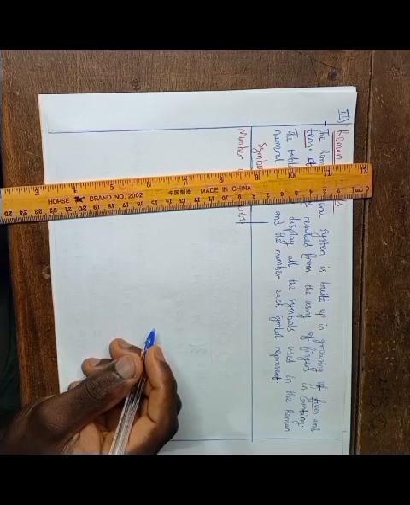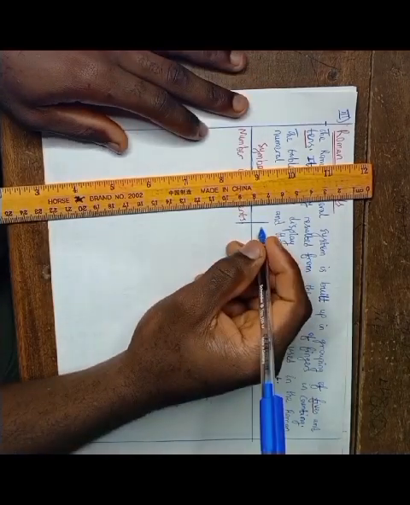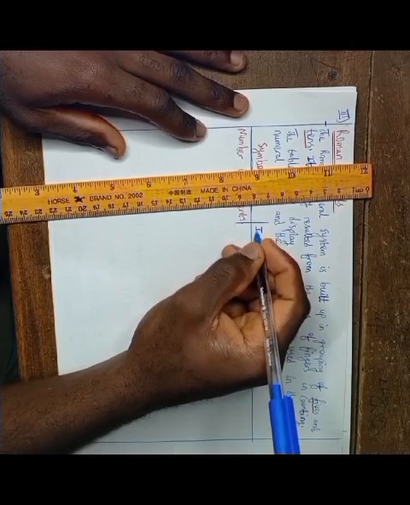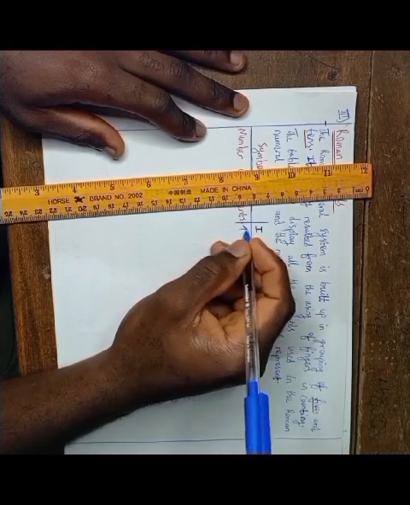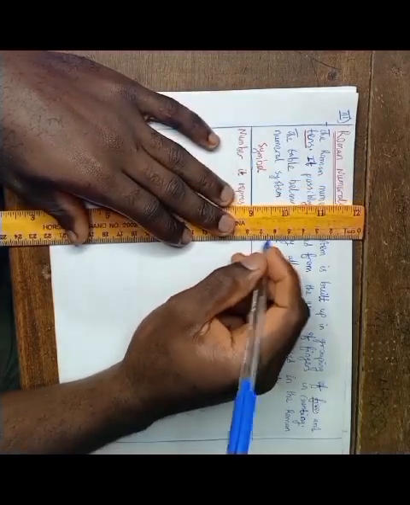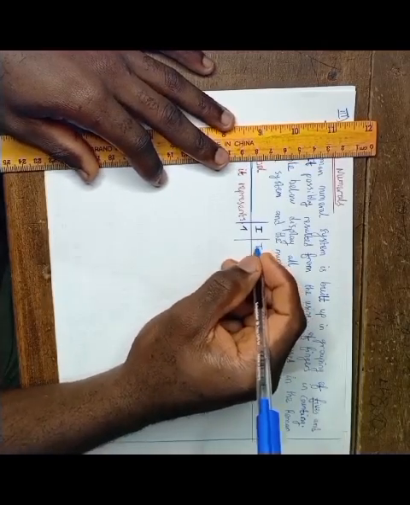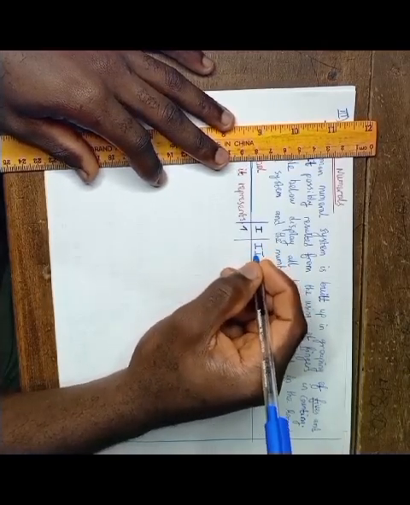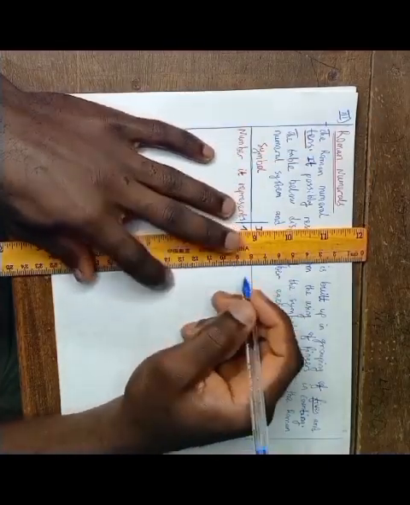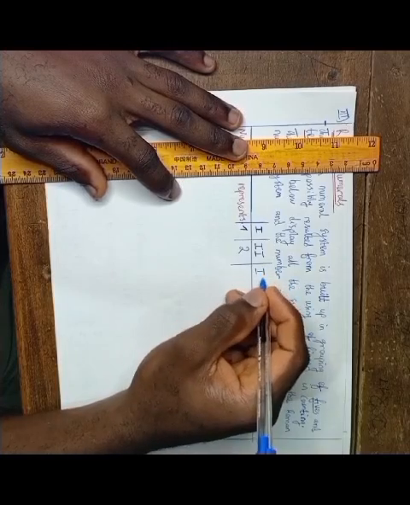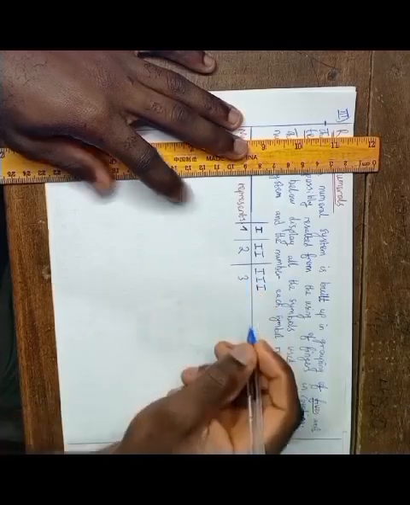For the first column, the Romans made use of the symbol I, capital I, to represent the number 1. Next, they made use of the symbol 2 I's to represent the number 2. They made use of the symbol 3 I's to represent the number 3.